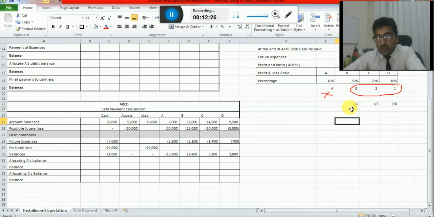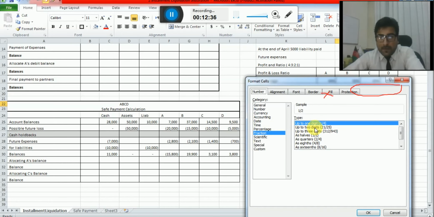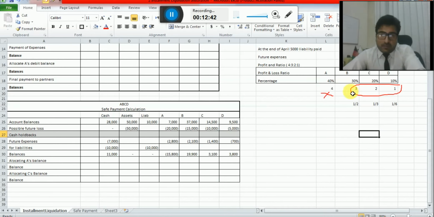Clear? 3 over 6 and 2 over 6, right? And 1 over 6. Even if you want to show it exactly as you want it. Okay, so once again, this ratio is gone. We have 3 over 6, 2 over 6, and 1 over 6.